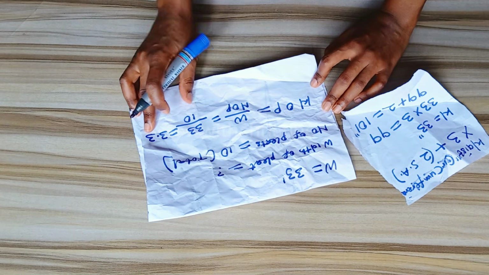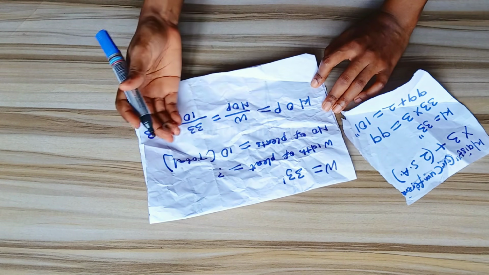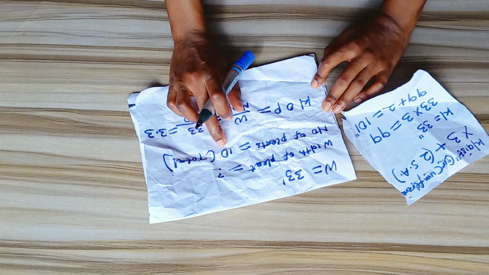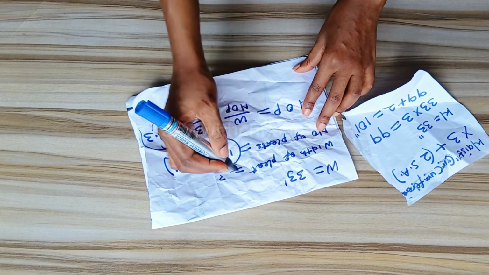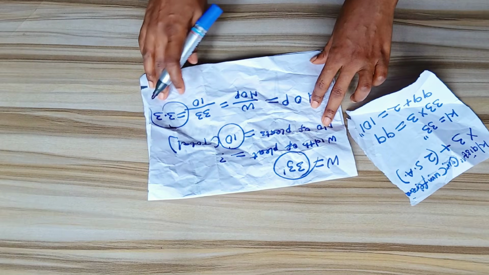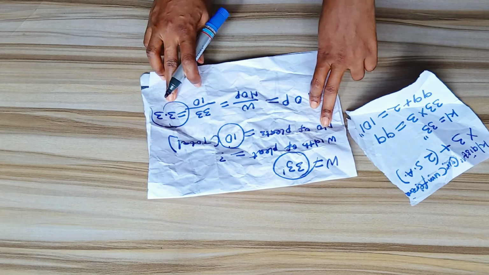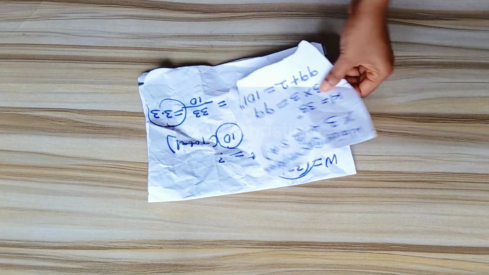Now you can see that the values that we need for these skirts are now complete. We have the width of pleats, we have the number of pleats, and we have the waist circumference. So these three values are what we'll be working with in the next few seconds.